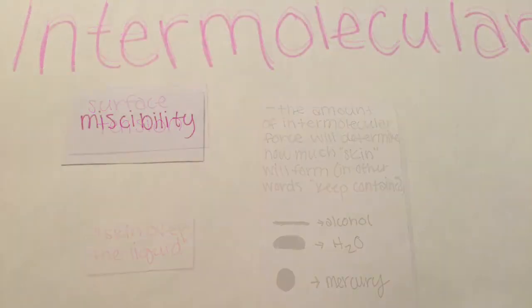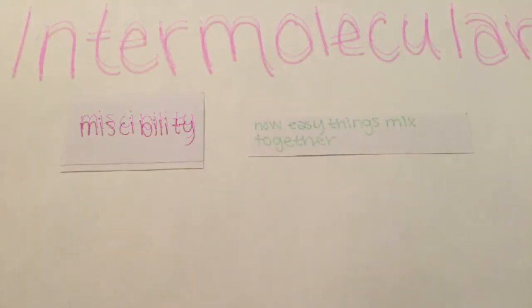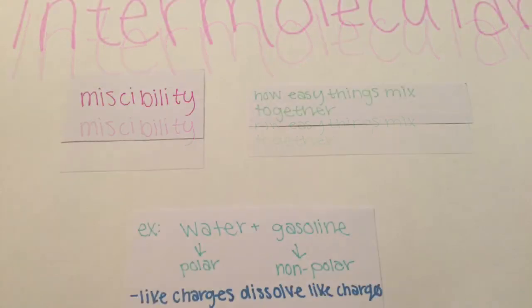So next up is miscibility, or like the mix ability, because it is how easy things mix together. So for example, if you take water and gasoline, they are not going to mix together because since like charges dissolve like charges, water is a polar substance and gasoline is nonpolar, so they are not going to mix easily.